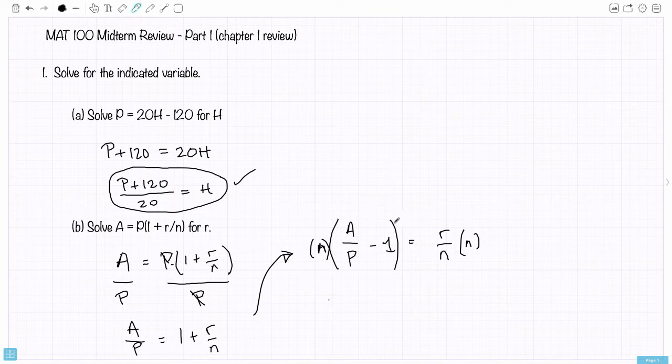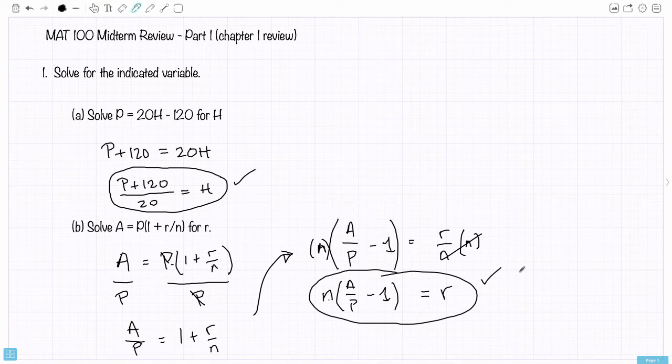And really I need the parentheses here because that indicates that the whole entire left-hand side is getting multiplied by n. And then you could either multiply it in or not. The thing is that I've now isolated r. So I've essentially got the answer here. r is equal to n times a divided by p minus 1 in parentheses, like that.